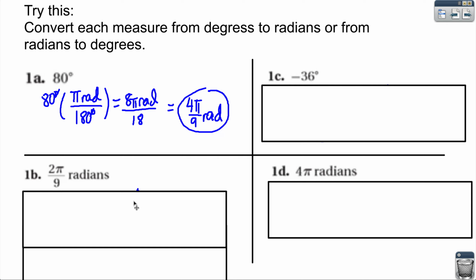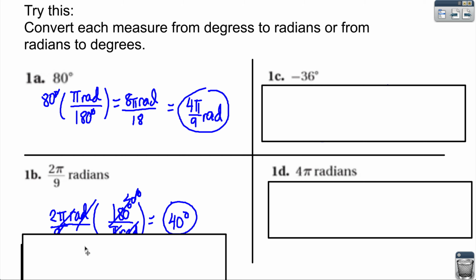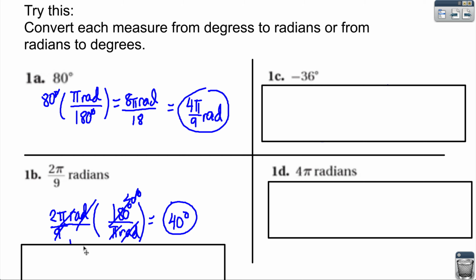In the next one, 2 pi over 9, this time you have a unit in radians. You're converting it to degrees. So let's multiply that by the following. You're going to multiply it by 180 degrees over pi radians. Notice how you can eliminate a few things, simplifying. 180 divided by 9, you'll get a 20, which you need to multiply by 2, therefore 40 degrees.